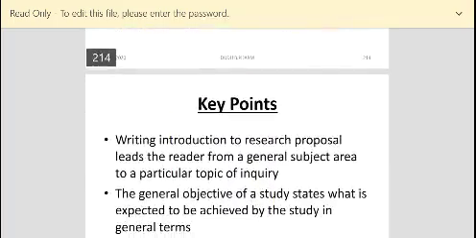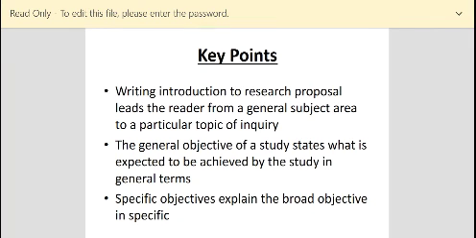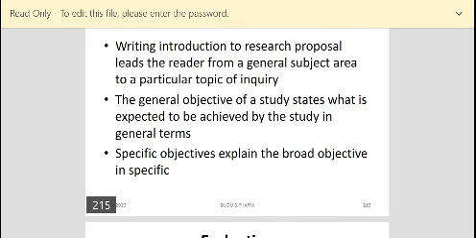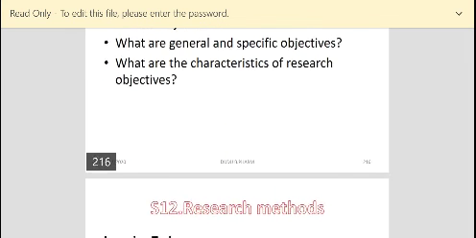Key point: writing an introduction to a research proposal. Lead the reader from a general subject area to a particular topic of inquiry. The general objective of the study states what is expected to be achieved by the study in general terms. Specific objectives explain the broad objective in specific terms. Evaluation: try to answer these questions by yourself. What are objectives? What are general and specific objectives? What are the characteristics of research objectives?